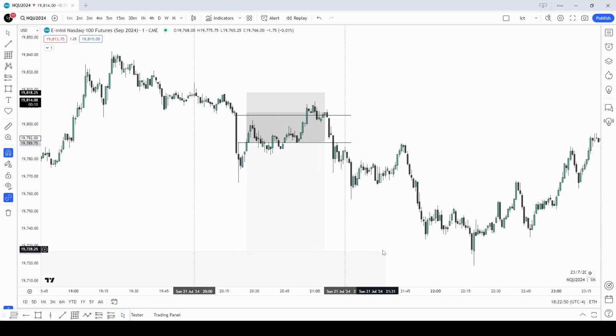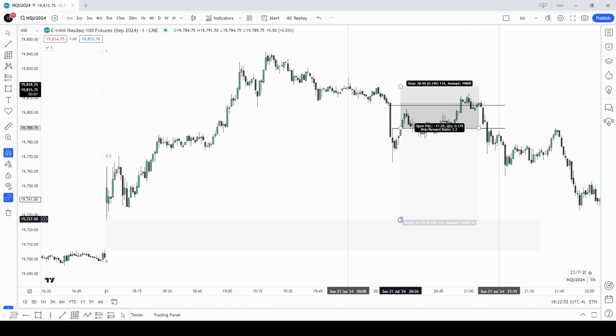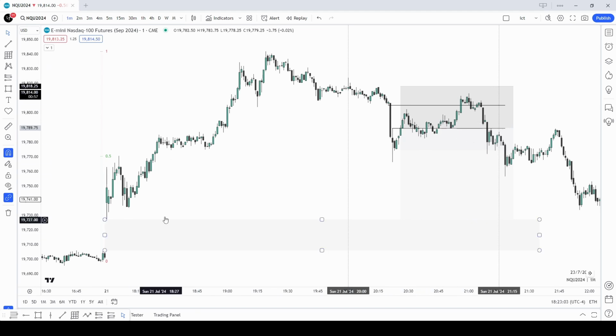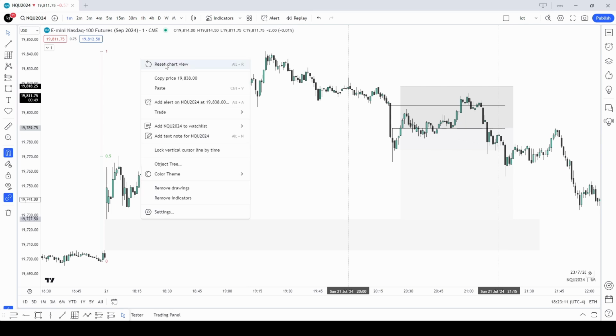We eventually hit the target down here. Target a nice 1 to 2 into the start of this gap, and then you run away with your profit. So all we're looking for is a simple scalping framework: displacement, a fair value gap, and then an entry. It really can be that simple, okay?